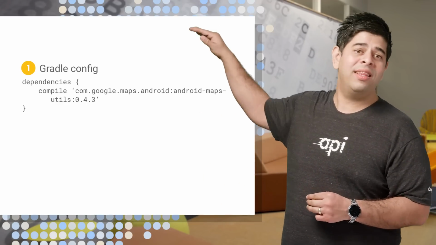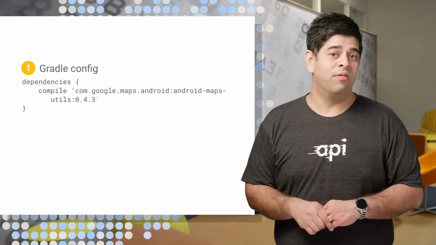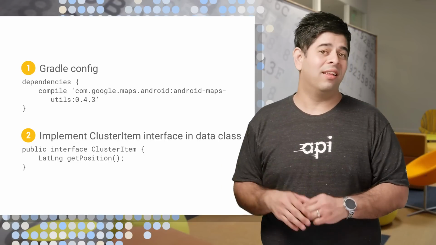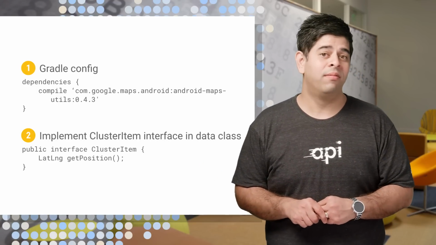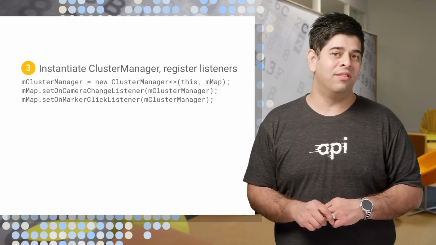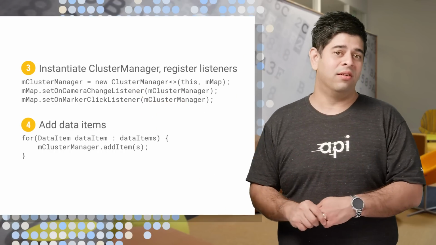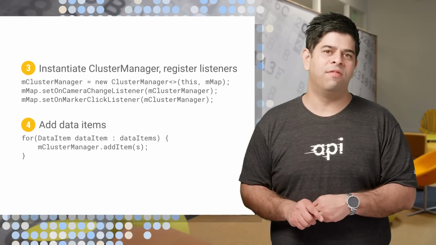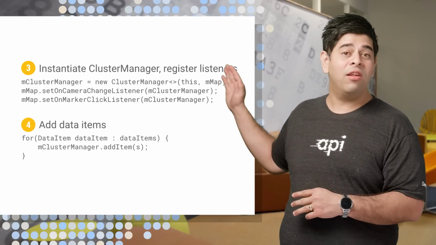So let's have a look at the code and you'll see that it's a four-step process on Android. What we're doing is we're adding the Utils library to your Gradle configuration. Then we need to go and implement a cluster item interface on our data classes. In our example, this would be the object that stores restaurant information. What we'll then do is instantiate a cluster manager and then register the camera and marker click listeners to that manager. Then all we have to do is go and add our data items to the cluster manager. Now these are those same data items we talked about that hold the restaurant information and have implemented that cluster item interface. That's it. You can then remove your marker management code since this library will handle it for you.